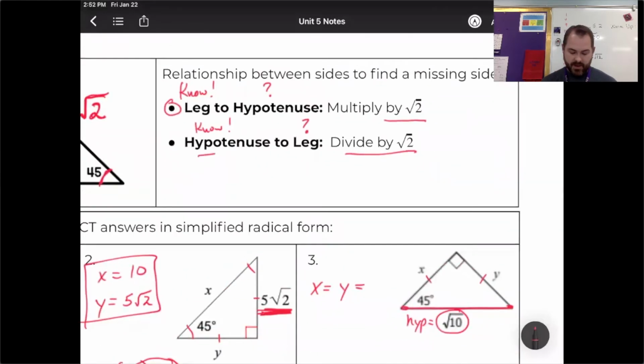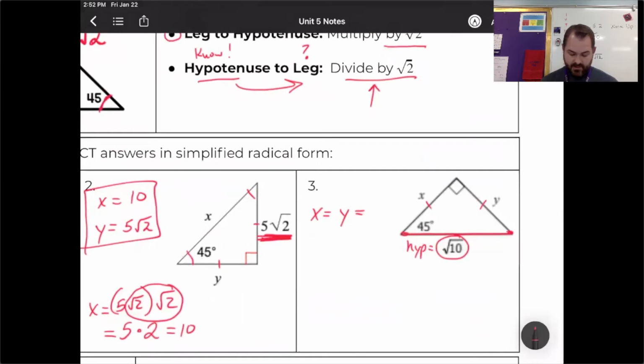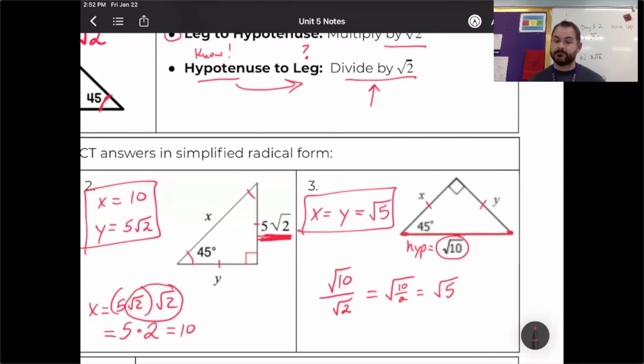Since I know the hypotenuse and I'm going to try and figure out the leg, we divide by root 2. So I take that root 10 and I divide by the square root of 2. Remember that when we divide radicals, we can just keep it under the same radical and divide the top and bottom number. 10 divided by 2. Well, 10 divided by 2 is 5. 5 can't be broken down anymore. So x and y are both the square root of 5. And those are your special right triangles for 45, 45, 90.